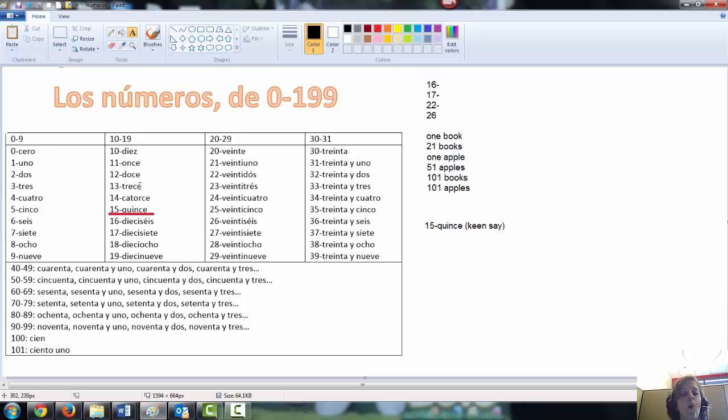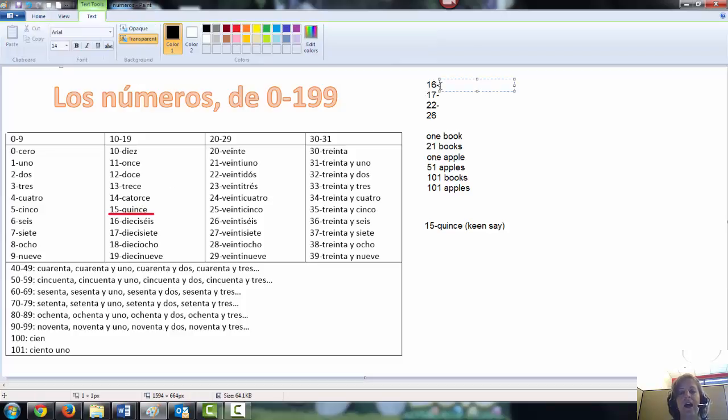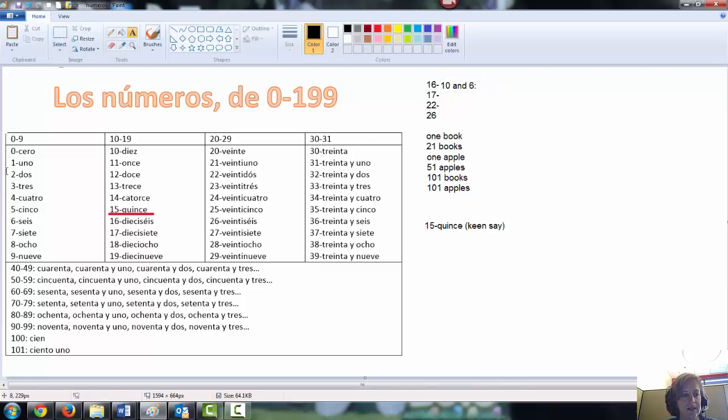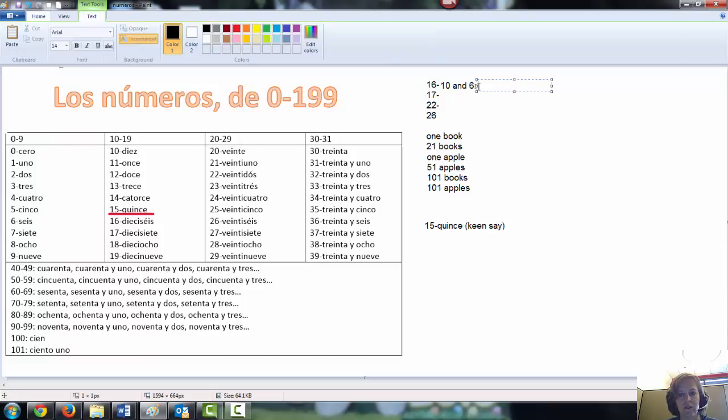Okay, once we get past quince, then we actually start a pattern, okay? So 16 is actually, you could go ahead and think of it as 10 and 6. And 10, if you look back over here, is diez. So that's what you would write out, diez. And then you would want y, Y, E. And then 6, if you look over here, is seis. So you would write it out as diez y seis, 16.